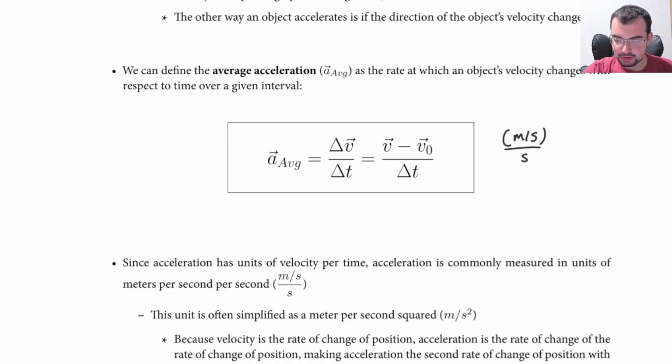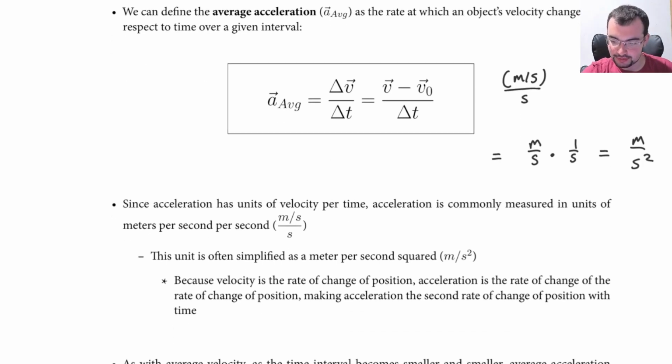But just to simplify this, because it's kind of ugly to look at, we will write this in the equivalent form. Remember, we can flip this, right? Meters per second times 1 over second, which is meters per second squared. Now, this is good for a different reason. This communicates that it's sort of a second rate, right? Because speed is the first rate, so acceleration is the rate of the rate, which is why we have an exponent of 2 here.